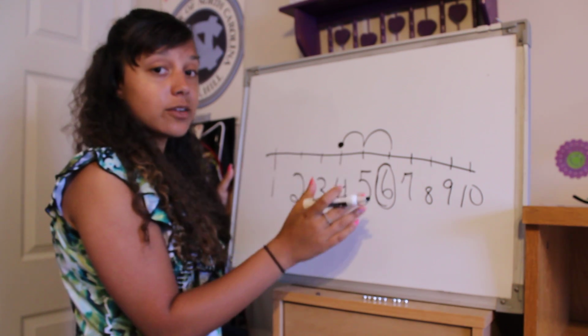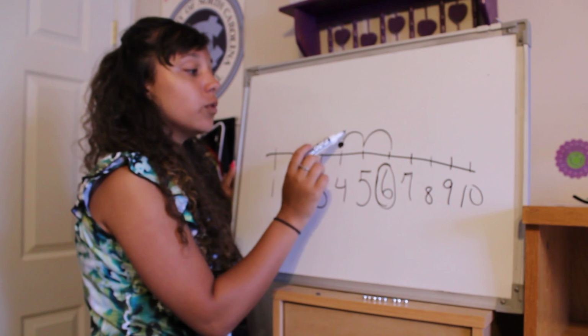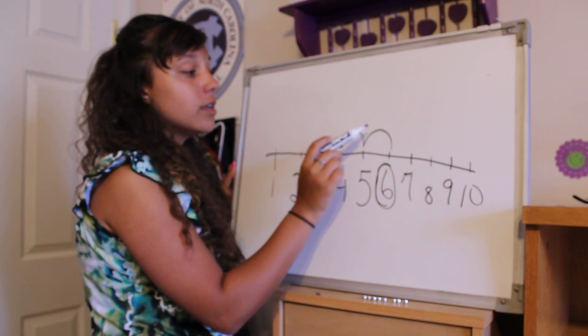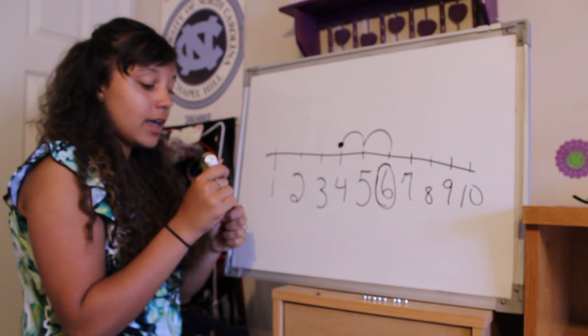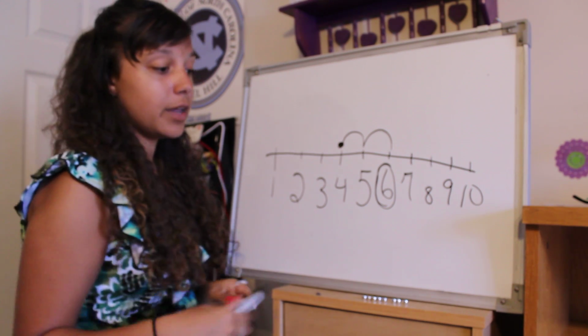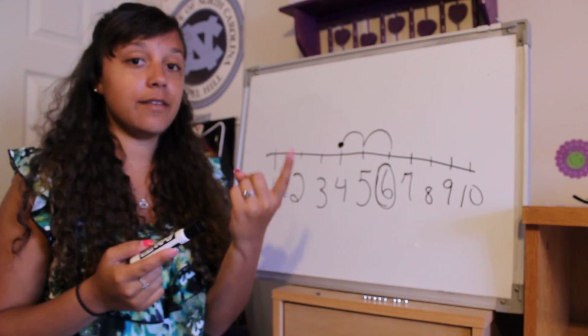And quickly circle your answer. Whatever you land on is your answer. So again, we started with 4 and then we moved over 2 places. 1, 2, whatever we land on, we know that's our answer, circle it. And you can double check your work by putting 4 in your head and 2 on your fingers. 4, 5, 6.